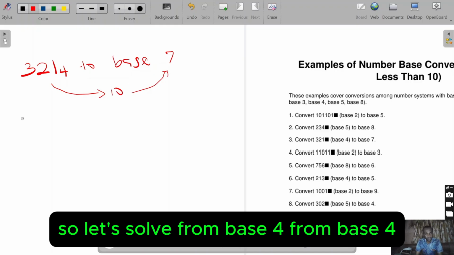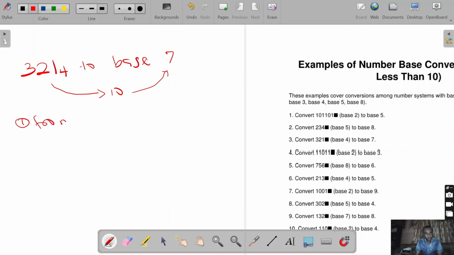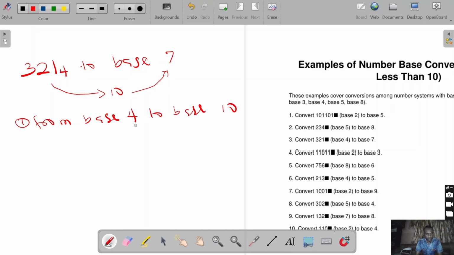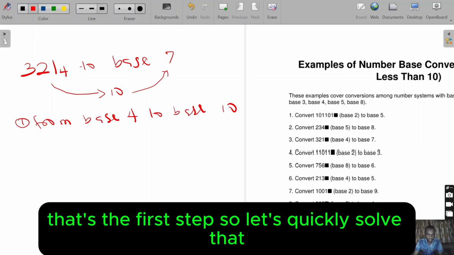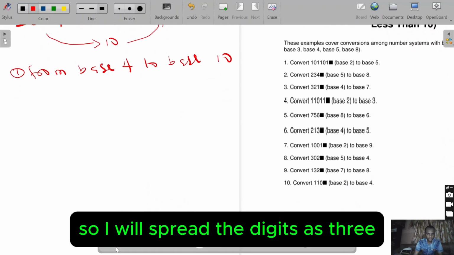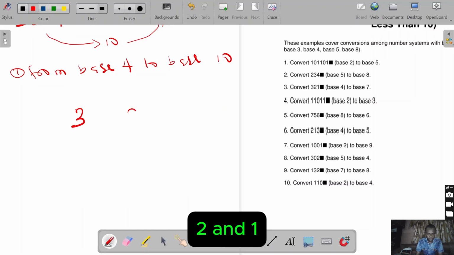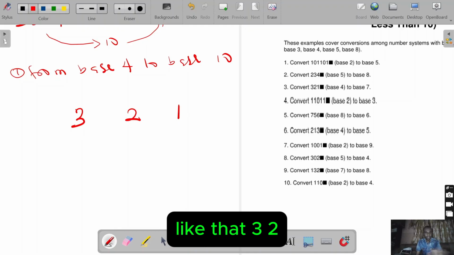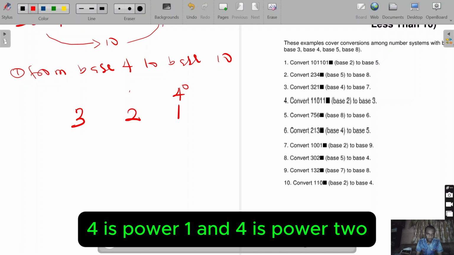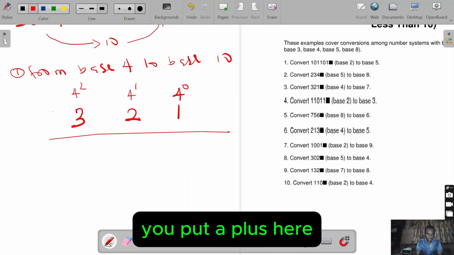So let's solve from base 4 to base 10. That's the first step. So let's quickly solve that. That's the question: 3, 2, 1. I will spread the digits as 3, 2, and 1. Then, because I'm working in base 4, this will be 4 raised to power 0, 4 raised to power 1, and 4 raised to power 2.